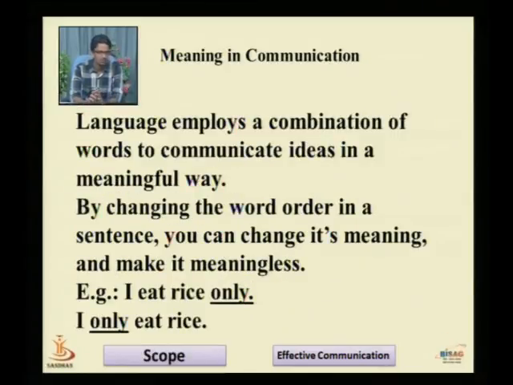Let us move ahead. Now, let us talk about meaning in communication. Language employs a combination of words to communicate ideas in a meaningful way.